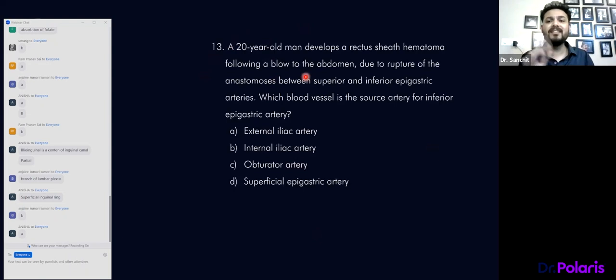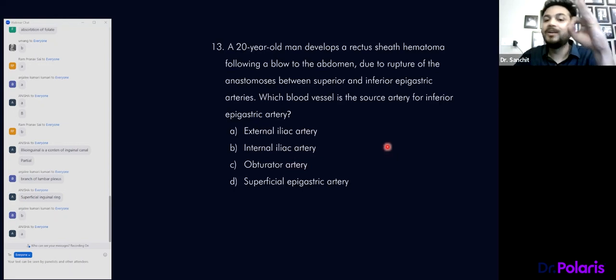So what are the 3 branches? Deep circumflex iliac artery, femoral artery, as well as inferior epigastric artery. These are the branches of our external iliac artery. So the answer becomes external iliac artery. Got the idea? Right? So these 3 branches, now you will remember these 3 branches. What are the branches of external iliac artery? Remember these 3 arteries which I have told you today. Again, inferior epigastric artery, deep circumflex iliac artery, and femoral artery are branches of external iliac artery.